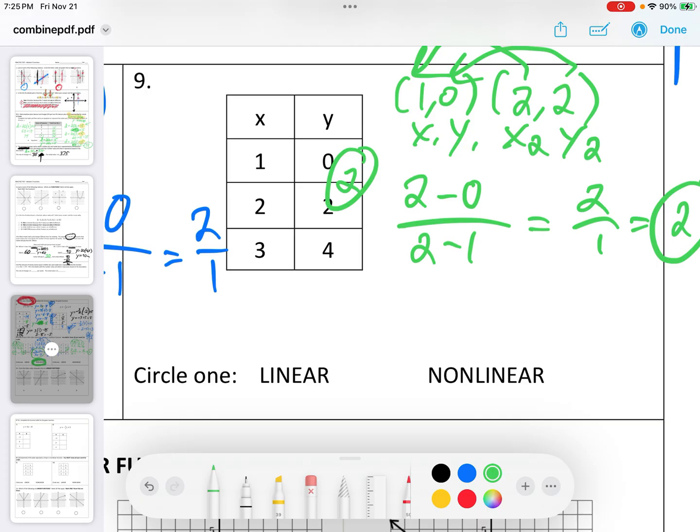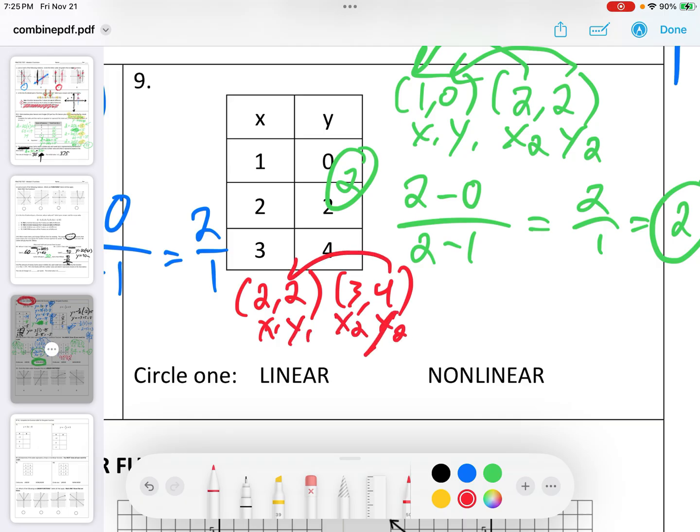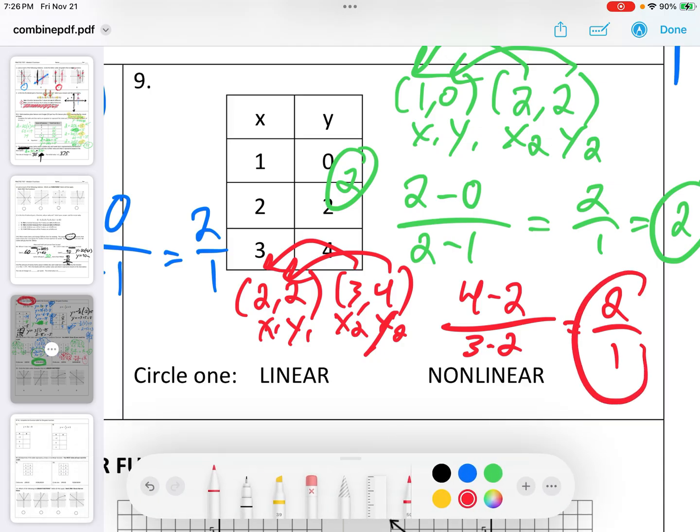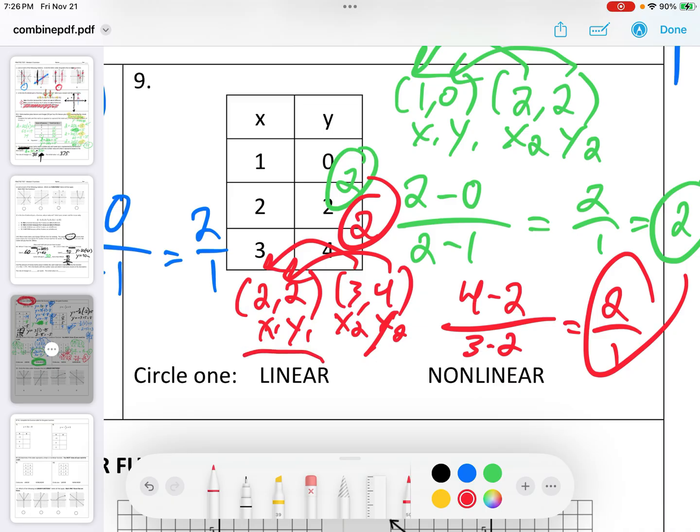Now we're going to do the slope from the other one. Change colors. Okay. 2, 2, 3, 4. x1, y1, x2, y2. All right. 4 minus 2 is in the numerator, and 3 minus 2 is in the denominator. That's what I thought was going to happen. Okay. The slope is the same. It is linear.